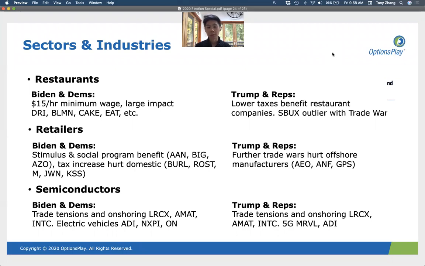And I hope that this was helpful in giving you a broader sense for what is likely the impact the markets will have on these possible outcomes for this election.